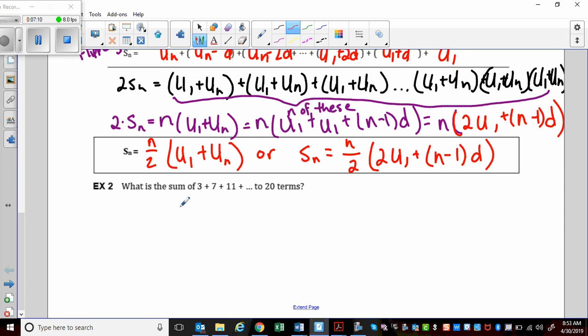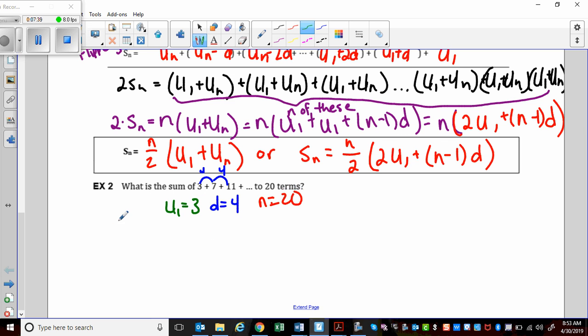What is the sum of 3 plus 7 plus 11 all the way to 20 terms? So my n is 20. I need my difference. So 3 to 7 is 4, and then 7 to 11 is 4. Good. So my difference is 4. And I need my u sub 1, my initial term. So my initial term is 3.